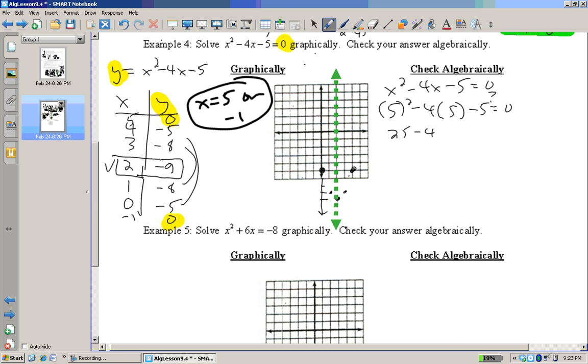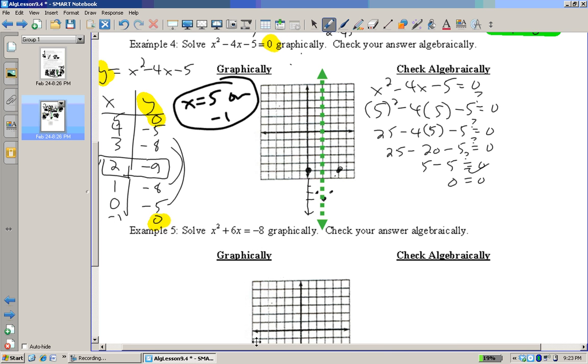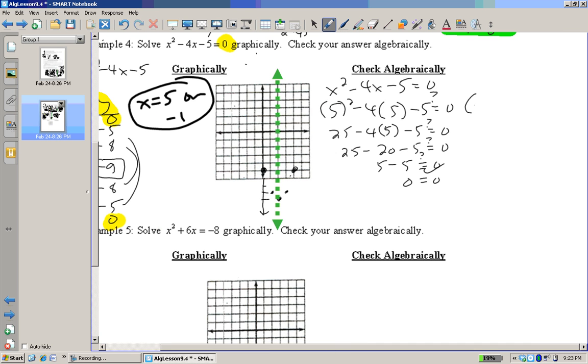5 squared is 25. 25 minus 20 minus 5. 25 minus 20 is 5. 5 minus 5 is 0. So yes, that works. And there's also the possibility of negative 1. Let's make sure that that works as well. Negative 1 times negative 1 is positive 1. Negative 4 times negative 1 is positive 4. 1 plus 4 is 5. 5 minus 5, 0. And that works as well.